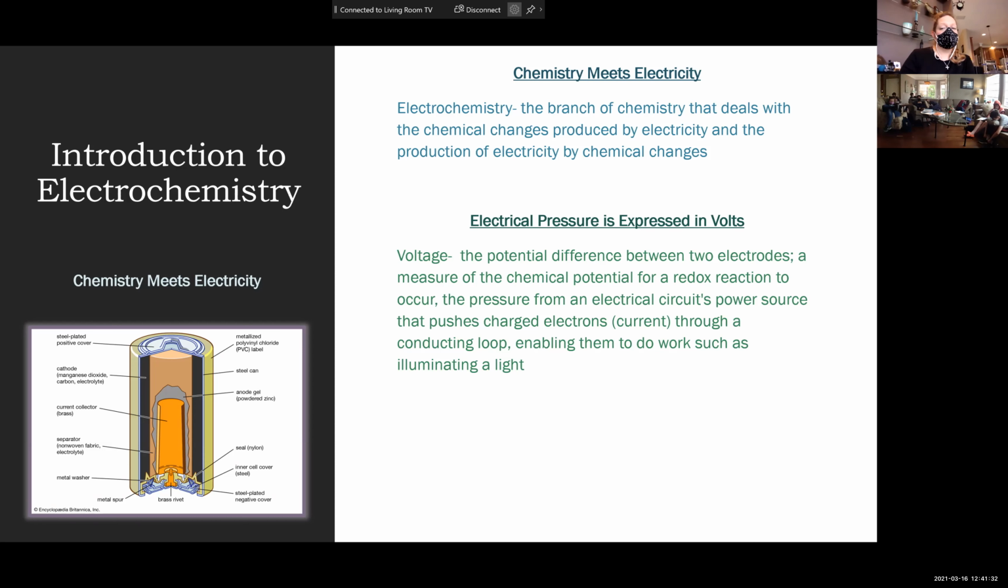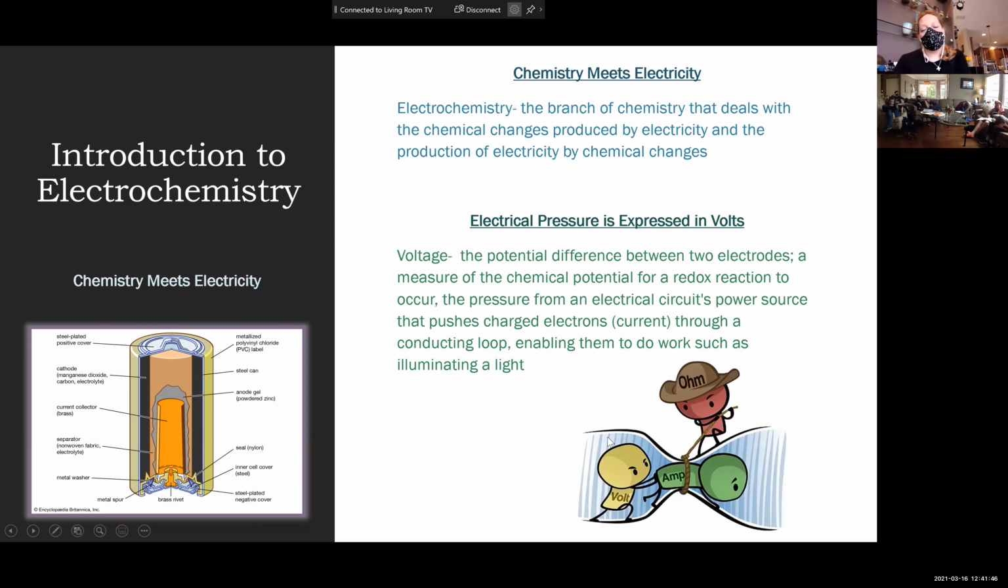So the pressure from an electrical circuit's power source that pushes the charged electrons through a conducting loop, enabling them to do work like illuminating light, that is voltage. This is a great picture, by the way. I don't know if you remember ohms, but ohms were resistance, for those of you who did physical science with us. Here's your amps, which is basically your current going through here. And then your volt is just shoving, because that's what it is. It's the pressure that pushes the electrons through. He's not being friendly about it either. Like, get through there, you're being shoved.